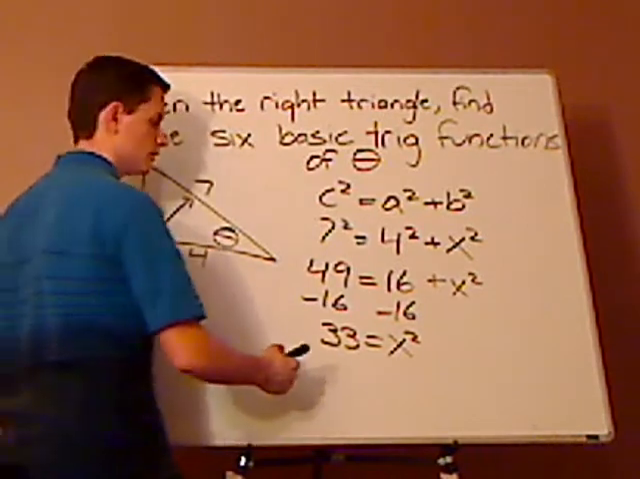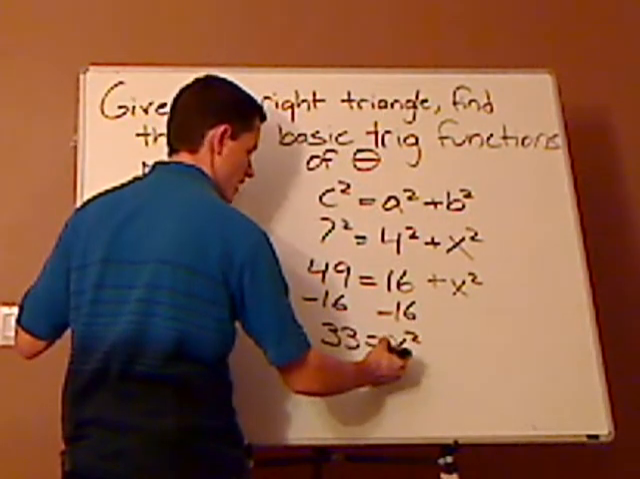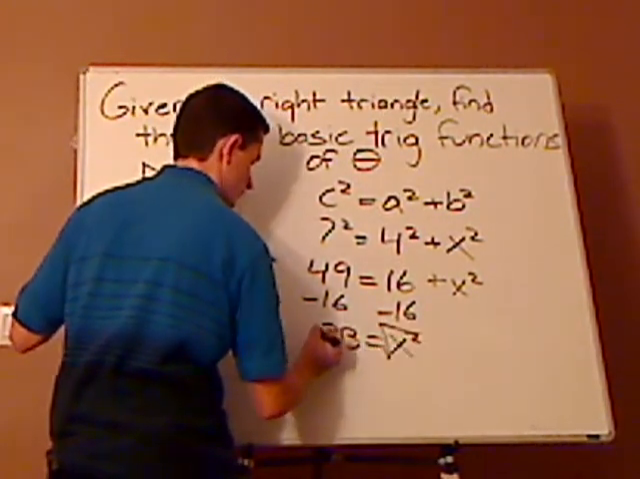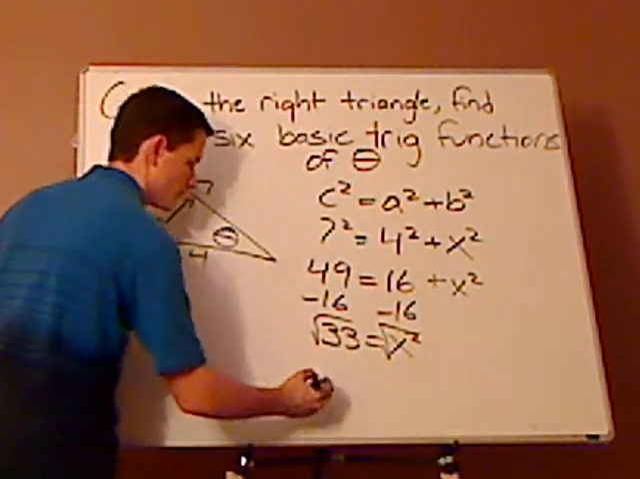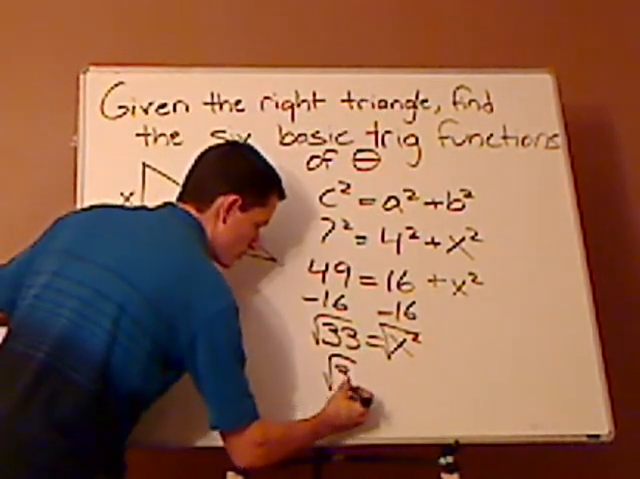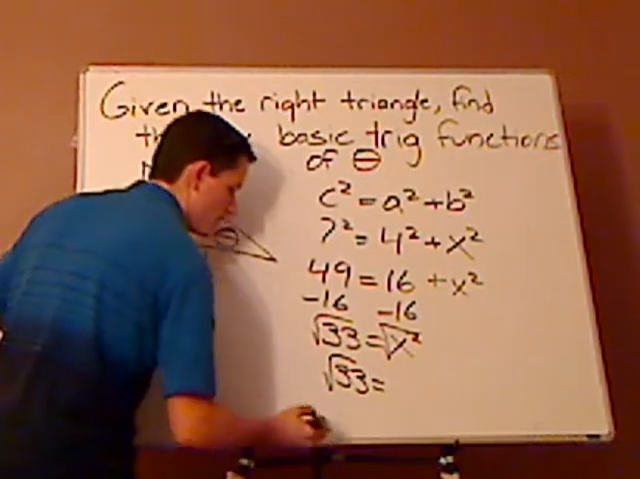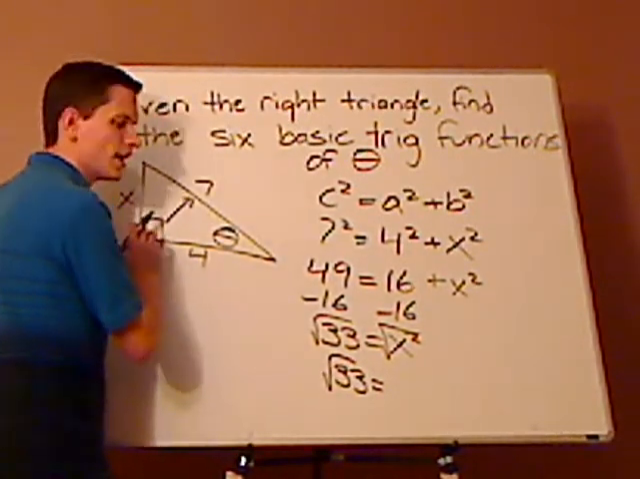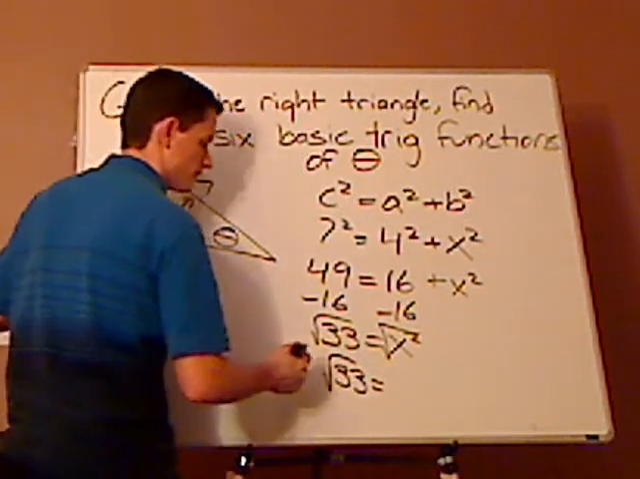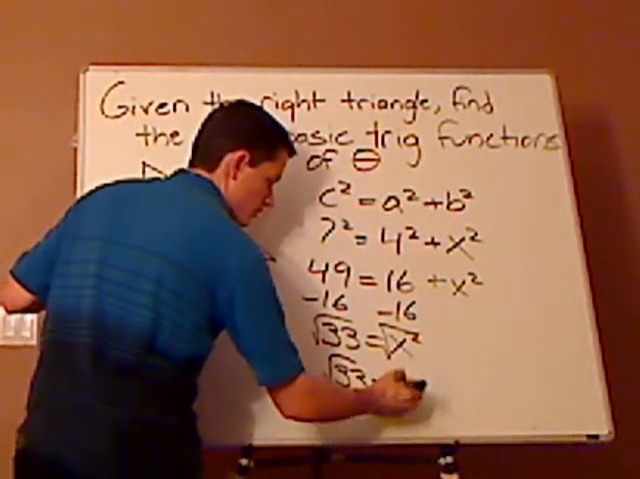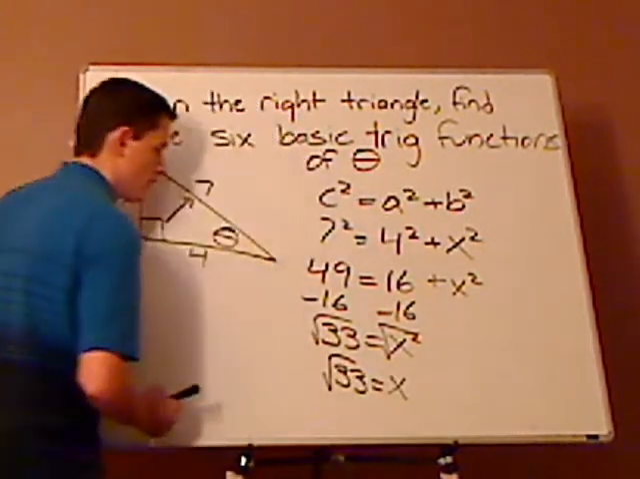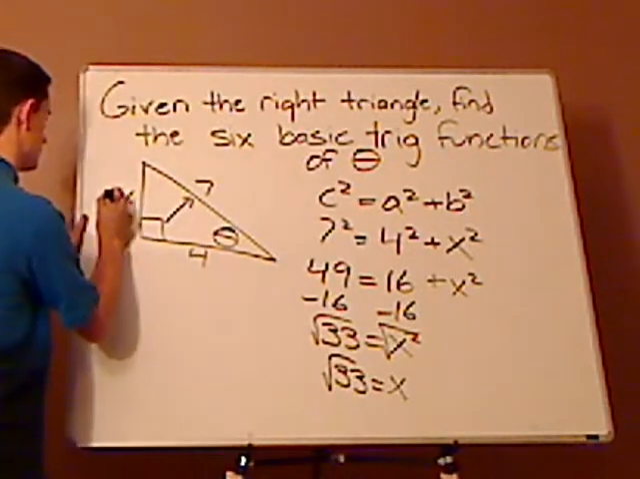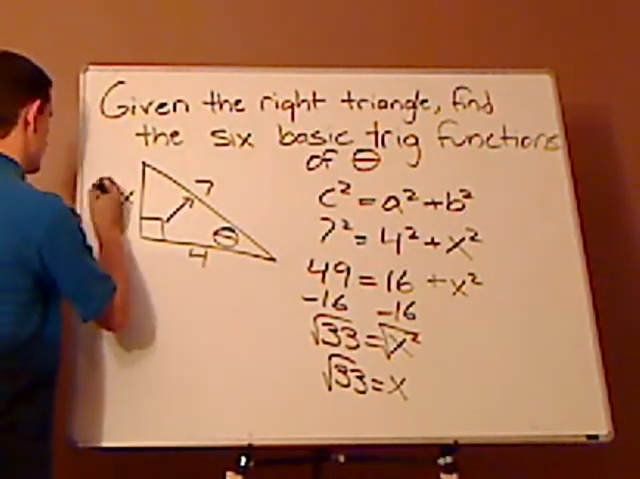Then next, to get rid of the square, you do the opposite, which is square rooting. So you square root both sides. So this would be square root of 33. And you would have a plus or minus here, but since you're dealing with a side, the length of it is always positive. So this would just be x equals square root of 33.